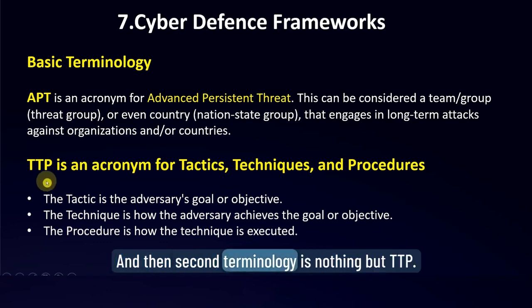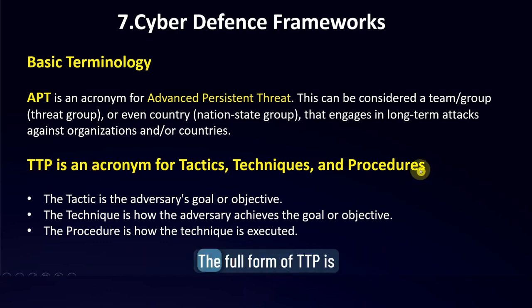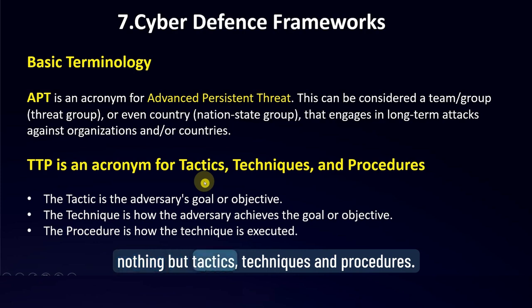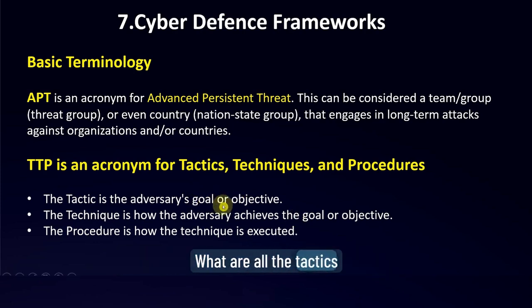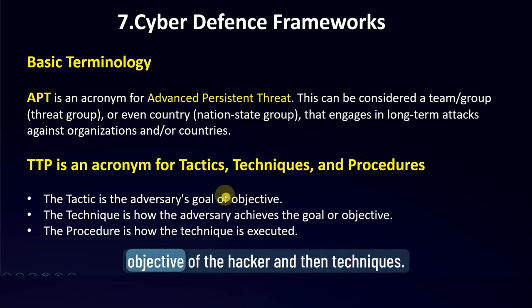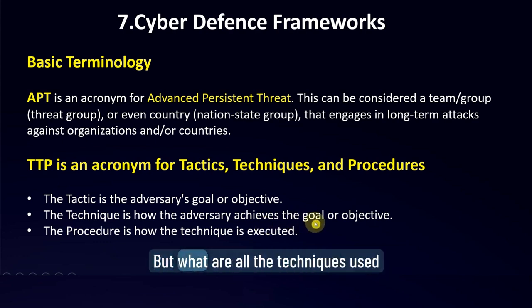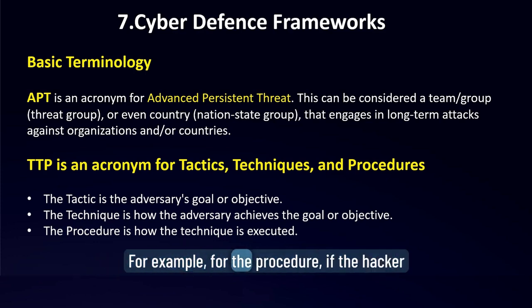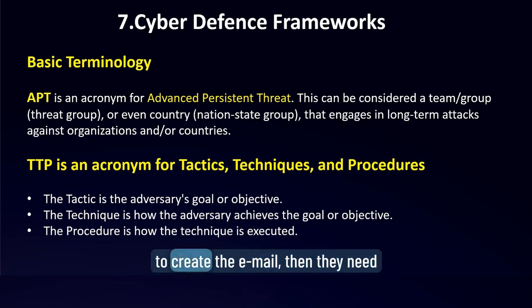The second terminology is TTP. The full form of TTP is tactics, techniques, and procedures. What are the tactics used by hackers? The tactics can be the goal and objective of the hacker. Techniques are what the hackers use to achieve their goal and objective. And then procedures. For example, if the hacker uses a phishing email, first they need to create the email.